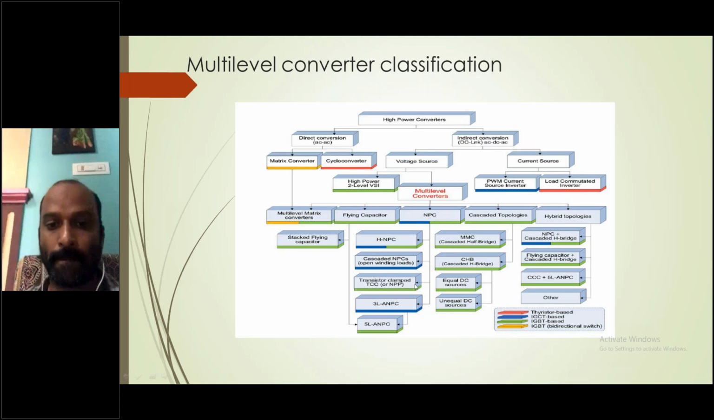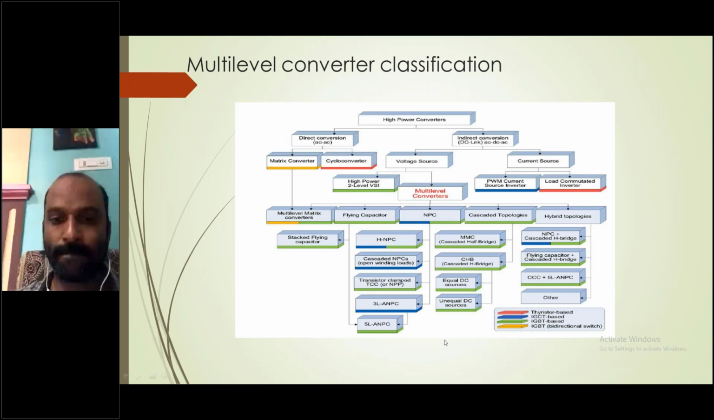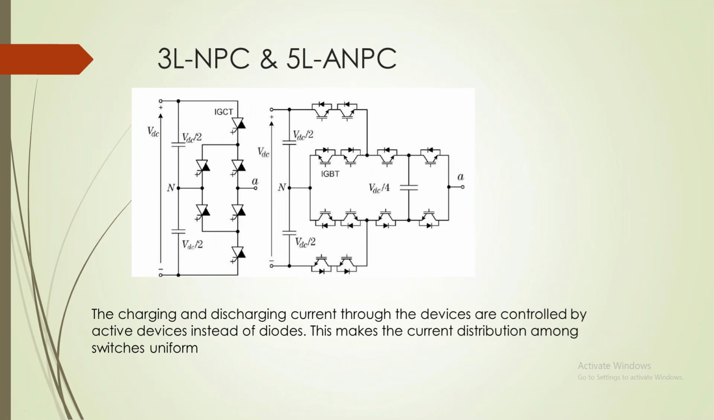Now let's go to some advanced topologies like active neutral point clamp and the others. This is three level and five level ANPC. Three level NPC, normal NPC, whatever we have discussed, and this is five level ANPC. ANPC is active neutral point clamp converter. Now, what is the difference between a normal neutral point clamp converter and ANPC?